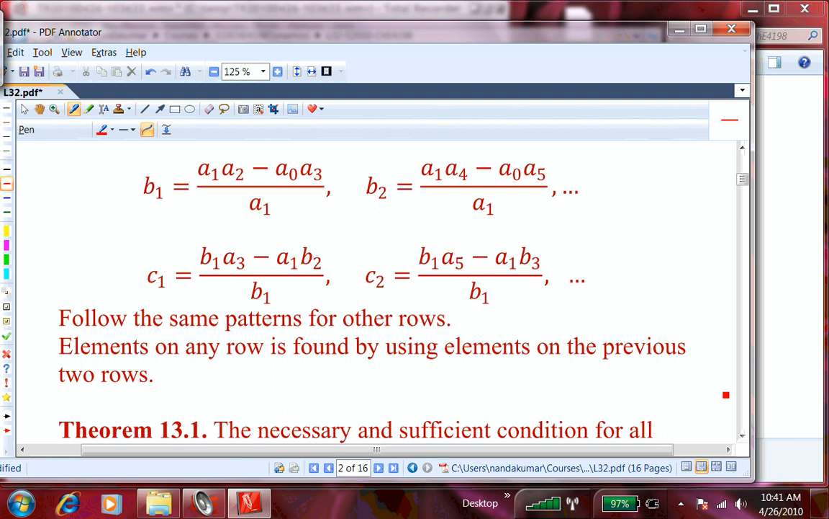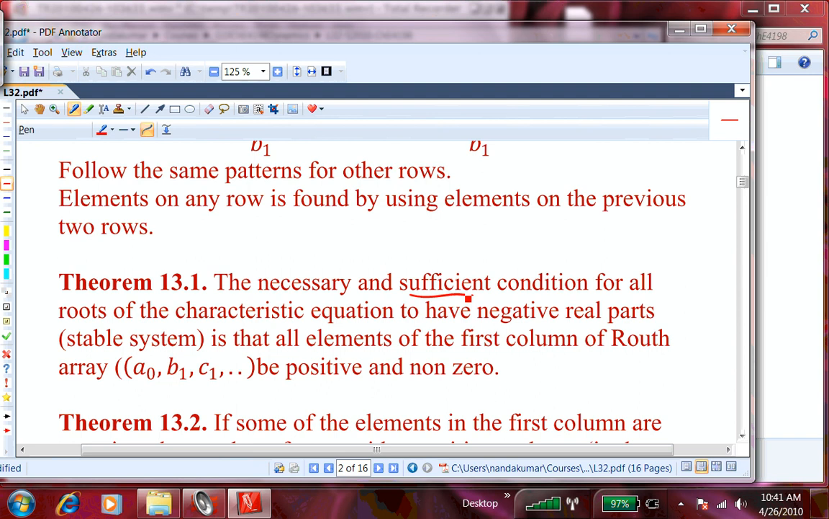The first theorem says a necessary and sufficient condition for all the roots of the characteristic equation to have negative real parts is that there should be no sign change.